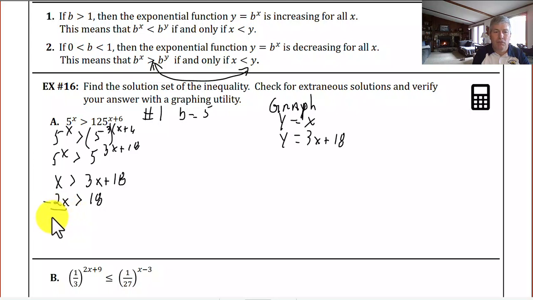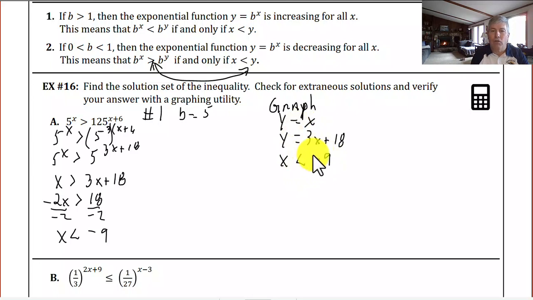Divide by negative 2. Good exercise here. And we get x is less than negative 9, right? We have to flip our inequality. So x is less than negative 9. We're also going to graph that. We're going to graph x is less than negative 9.